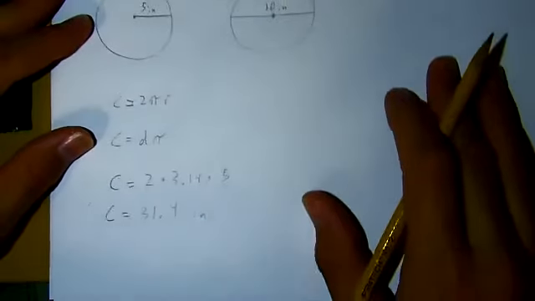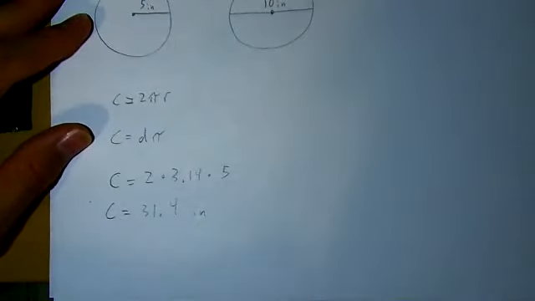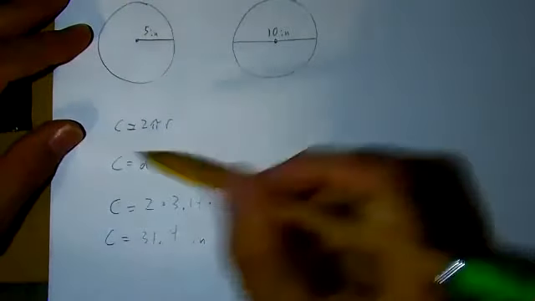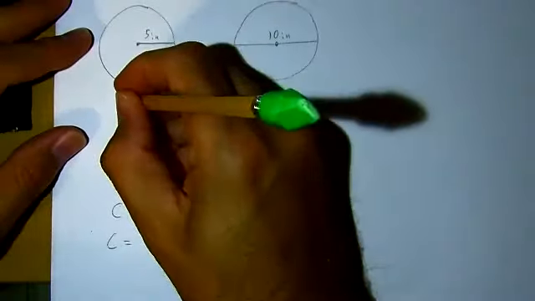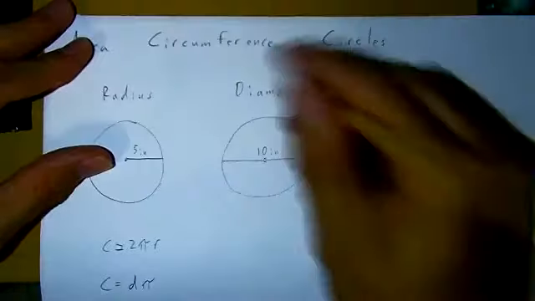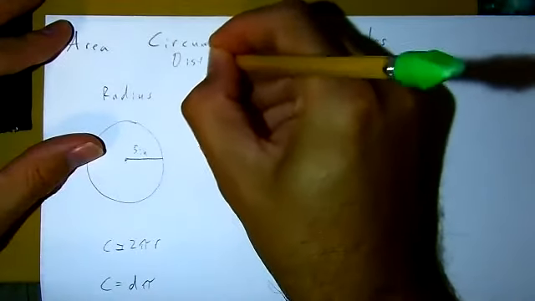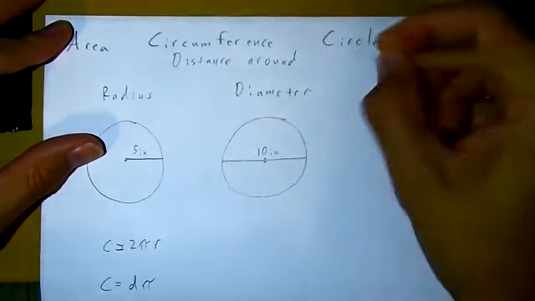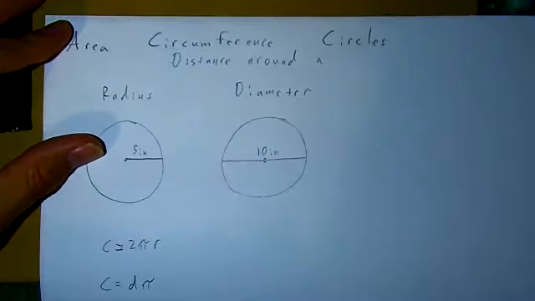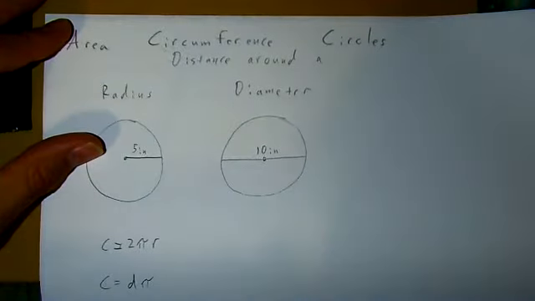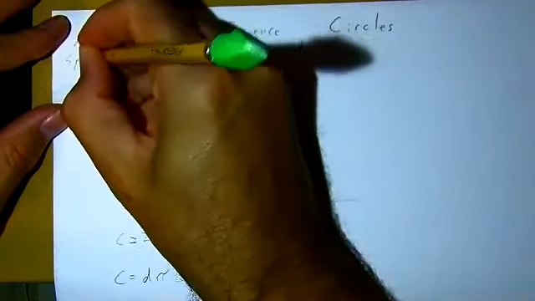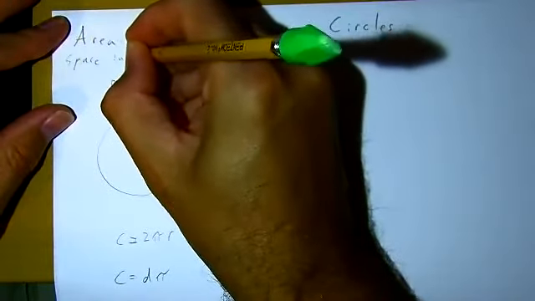So just like perimeter, this is just measured in inches because it's the distance around the circle. I didn't say that. Circumference is distance around a circle. Area is just like it was when we had rectangles, and that is the space inside.